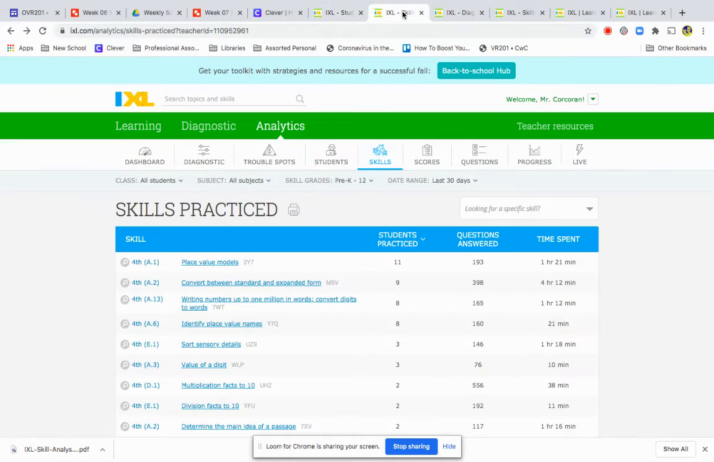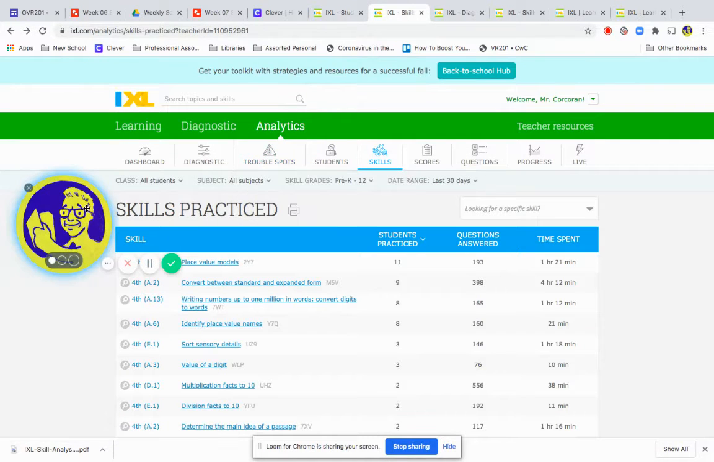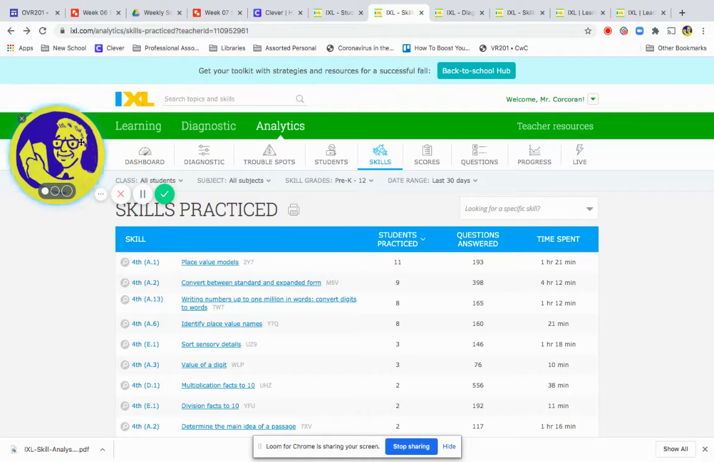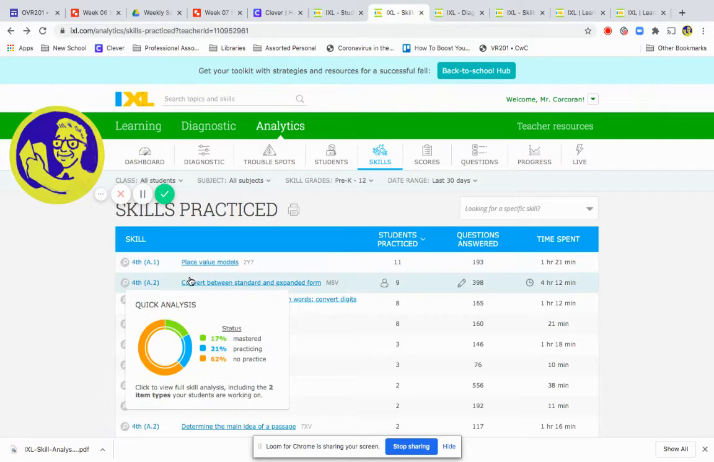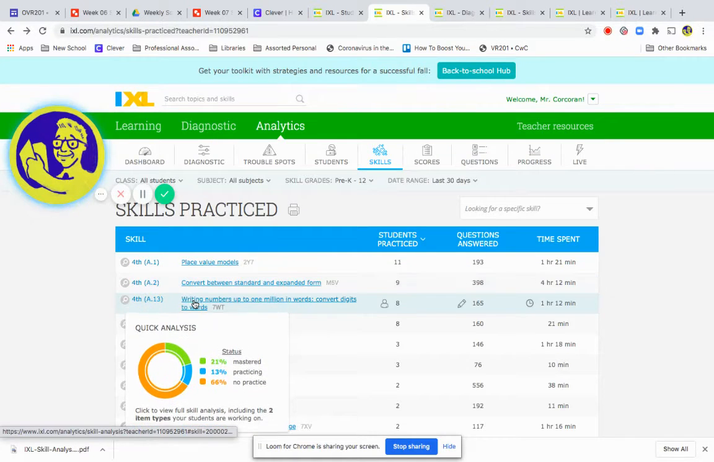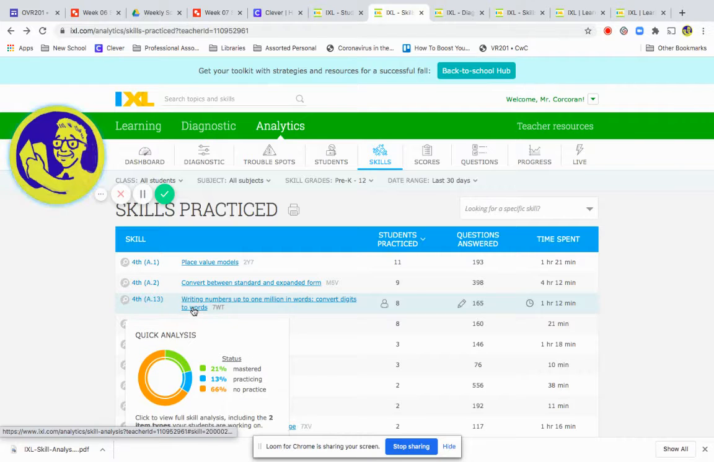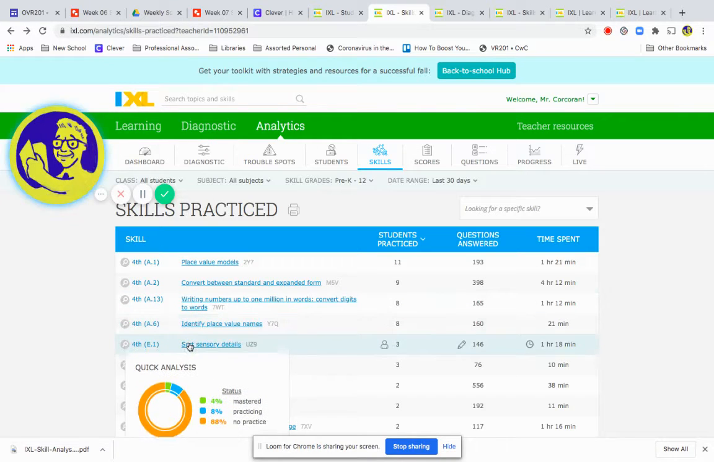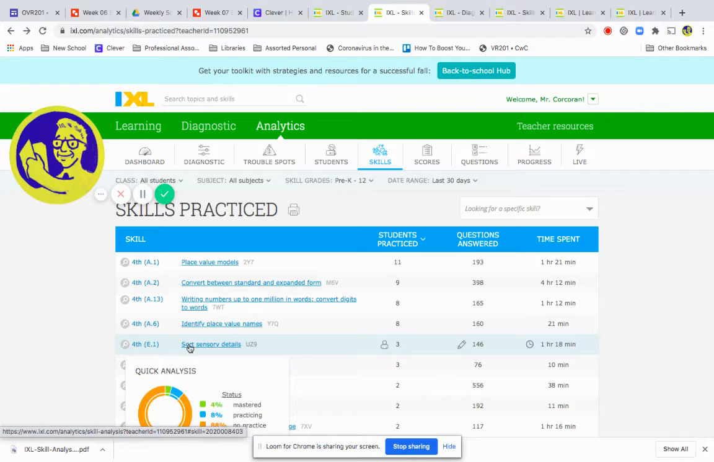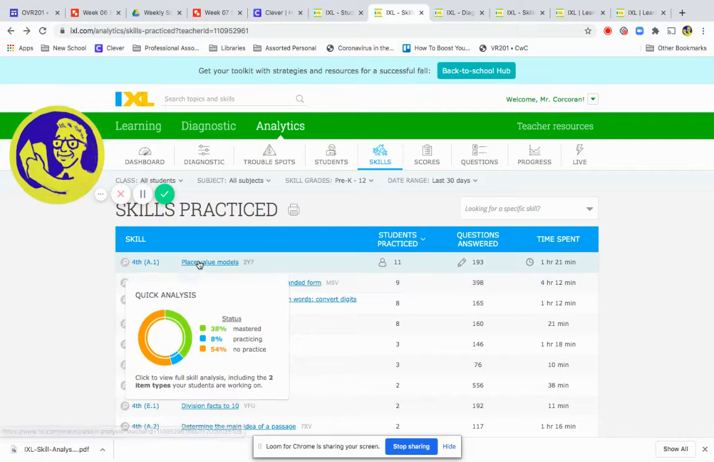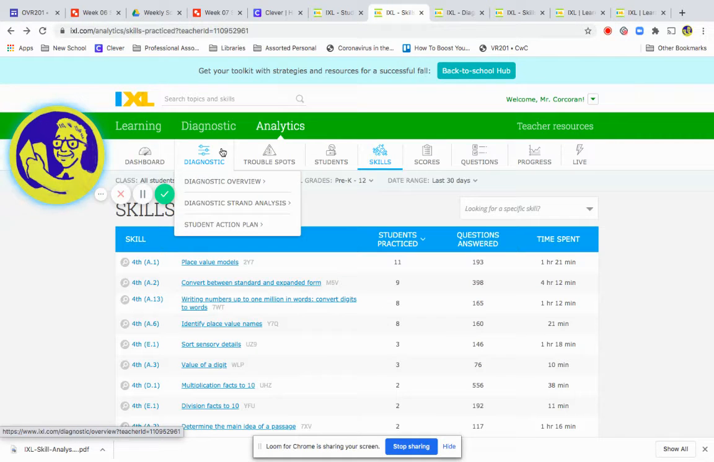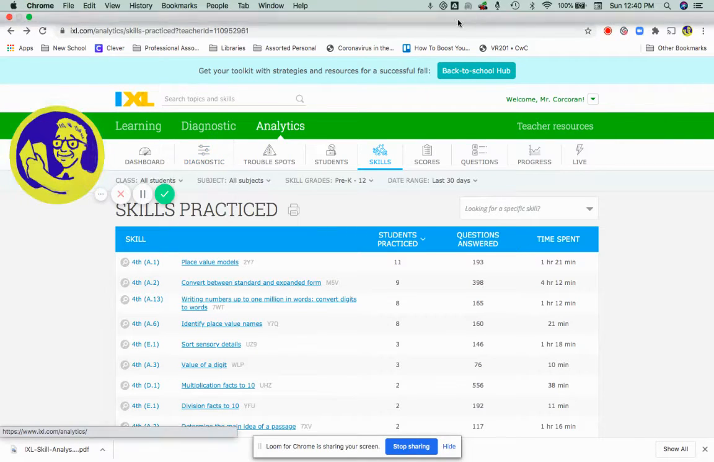I want to go to the skills to show you the different skills being practiced currently. See how 38% have mastered, a couple students, 17, 21, and notice how the orange keeps getting bigger and bigger. That means fewer and fewer students have done these assessments. So try to log into IXL, go to the diagnostic and take the diagnostic test.